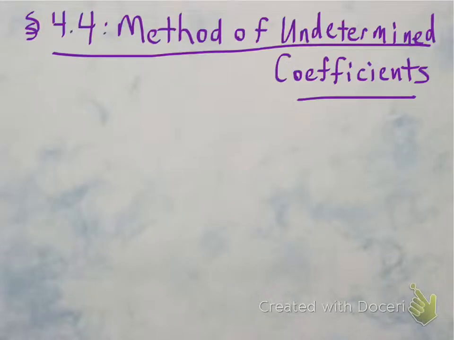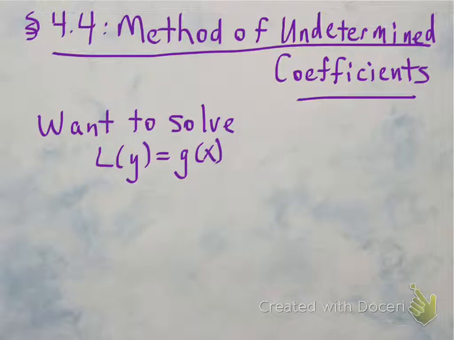This is the video for section 4.4, the method of undetermined coefficients. In this section, we would like to develop a way that we can solve linear equations with constant coefficients that are non-homogeneous. Here, L of y is our linear differential operator with constant coefficients, and now instead of having an HLEC, we have an NHLEC, a non-homogeneous version.